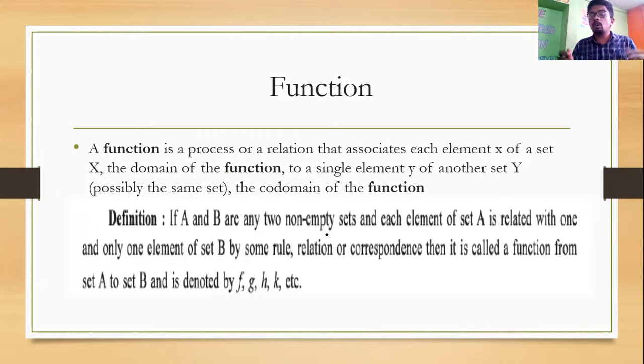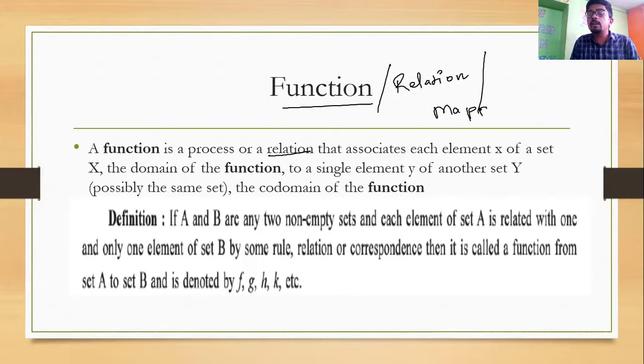Okay, so starting with the function part. What is the function exactly? A function is a process, or it is a relation. We say the function by different names. It can be called a relation, and it is also called a mapping. So function, relation, and mapping are three names given to the same thing. Somewhere in the reference book it is written as a relation, and somewhere it is mapping. Three synonyms with the same meaning, that is a function.